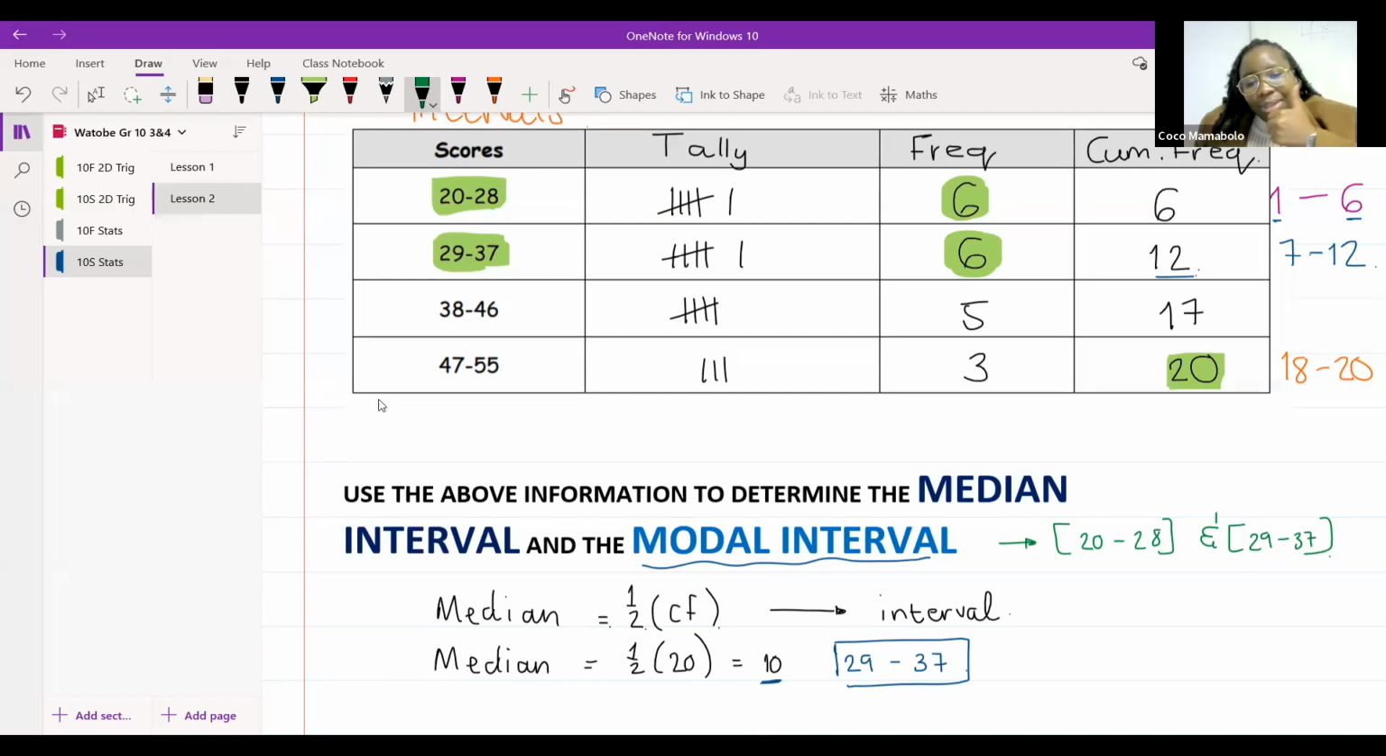Now, give me a thumbs up if we understand the modal interval and the median interval. Give me a thumbs up if you're with me with these 2.